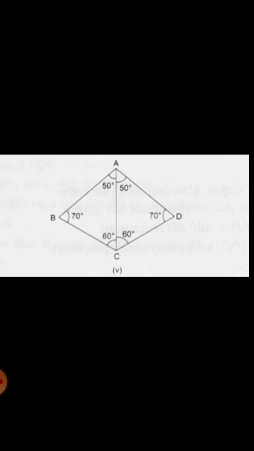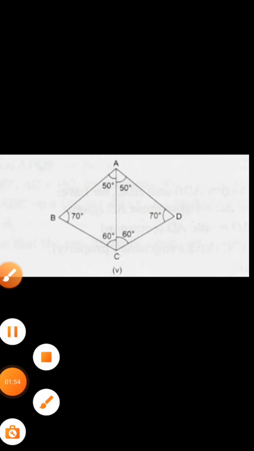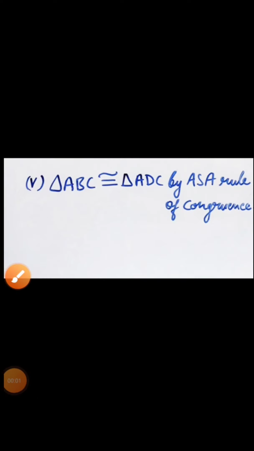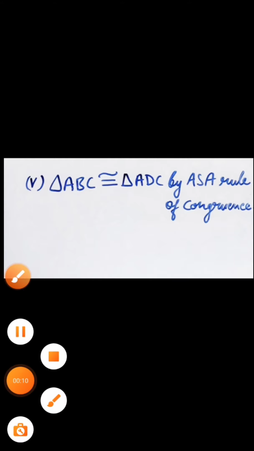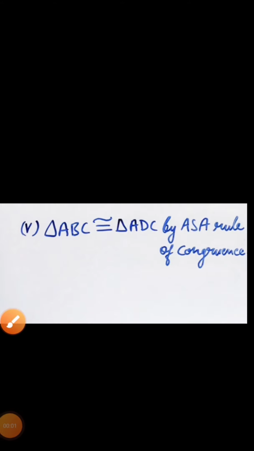Okay, and I'm telling you how to write that. In this way you will write triangle ABC is congruent to triangle ADC by the ASA rule of congruence. In this way you will do exercise 16, question number 1 and 2.